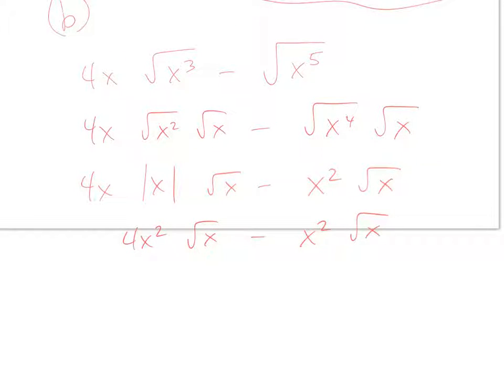So really, this is like saying I've got 4 x squared root x minus 1 x squared root x. Now, your coefficients in this case are really the 4 and the 1, and think of this as your variable. Again, this is like 4 of these things minus 1 of these things. So it's 3 of those things. So it's 3 of these x squareds root x's.